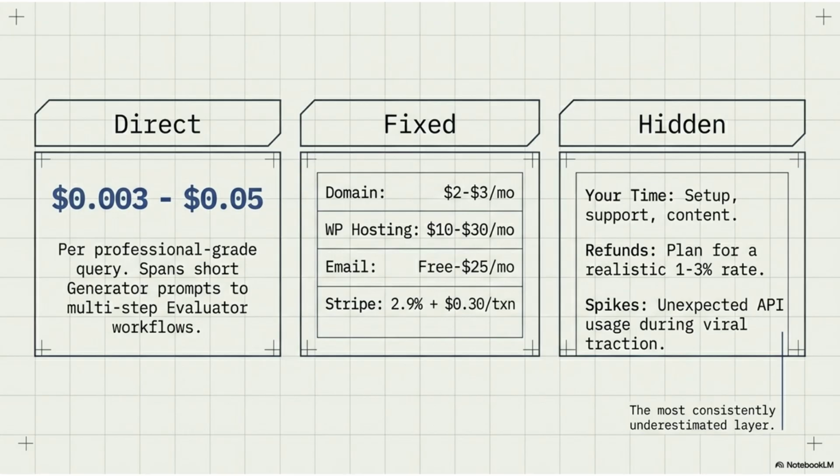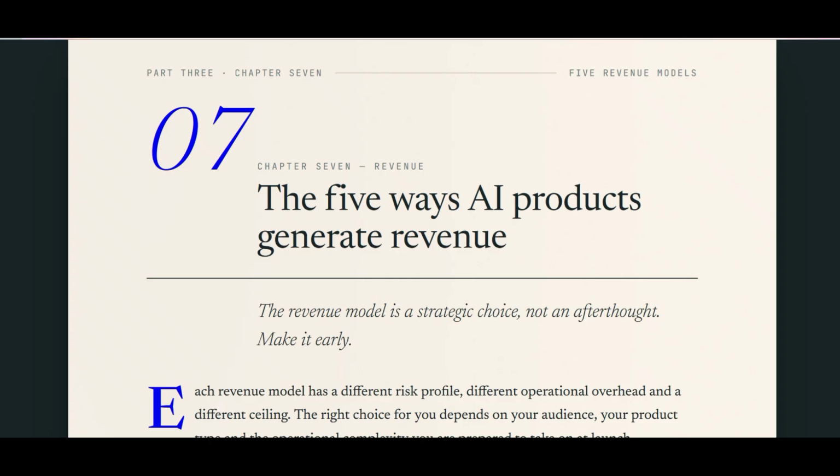And unexpected API usage spikes, which can happen when a product gains traction faster than anticipated, are worth understanding in advance so they do not become a cost surprise at the moment the product is working best. Section 2, the 5 revenue models.